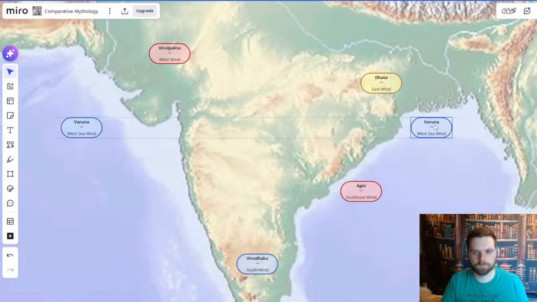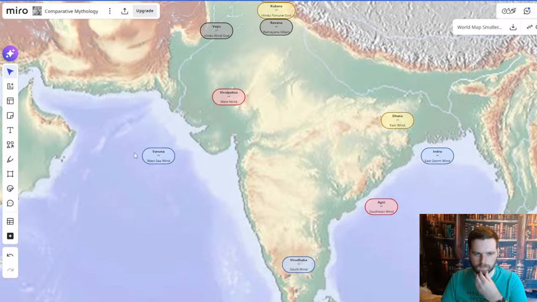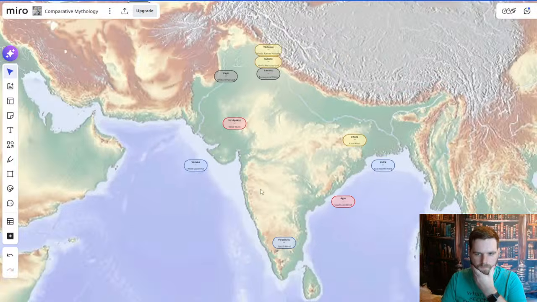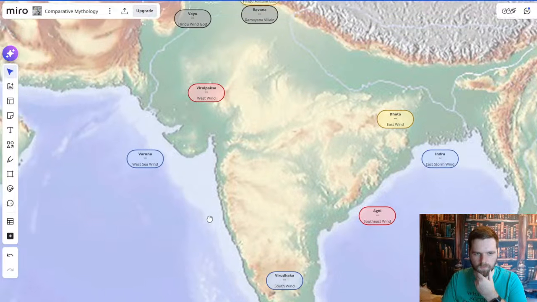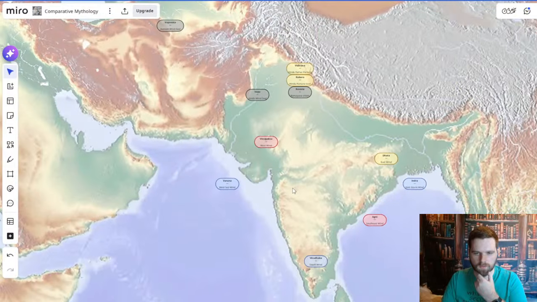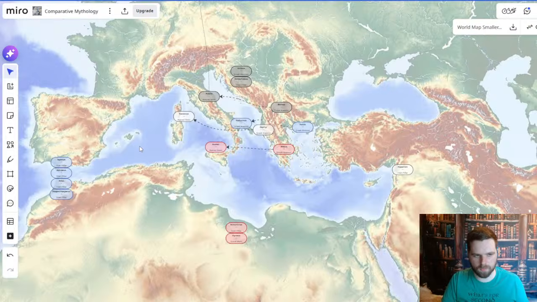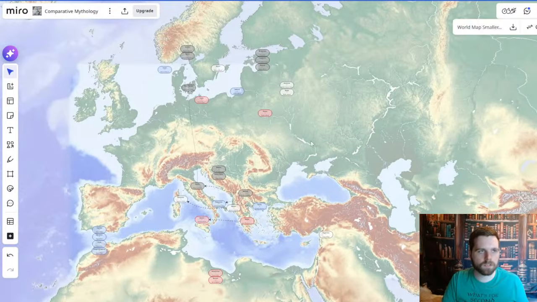And then east, Indra, a thunder god. So this is a sea god, this is a thunder god. And it makes sense that there are storms coming from here and storms coming from here. They both have a different directionality, but a similar motif to a degree. It's like the difference between Poseidon and Zeus, right? It's not the same deity by any real stretch.